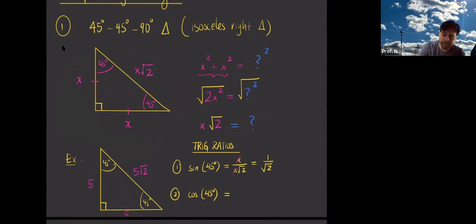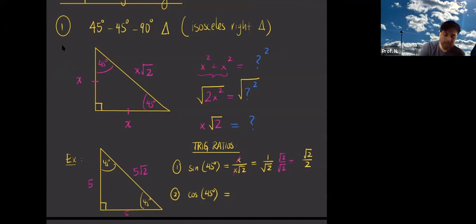And I could also rewrite this with a rational denominator. So I rationalize the denominator, and I get rad 2 over 2. That's important. Sine of 45 degrees is equal to rad 2 over 2. That's precisely what it equals.